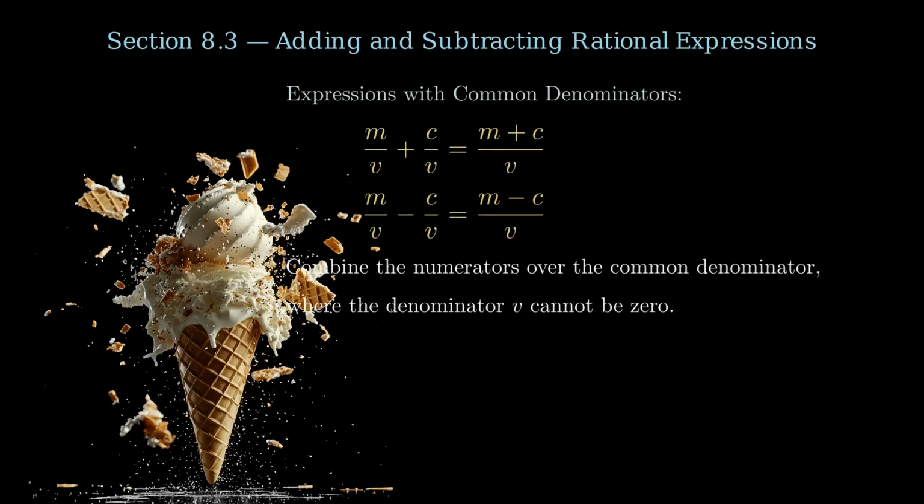Welcome to section 8.3, Adding and Subtracting Rational Expressions. To add or subtract expressions with the same denominator, simply add or subtract the numerators and keep the common denominator. For example, look at these general algebraic rules.